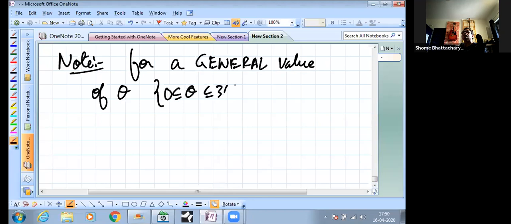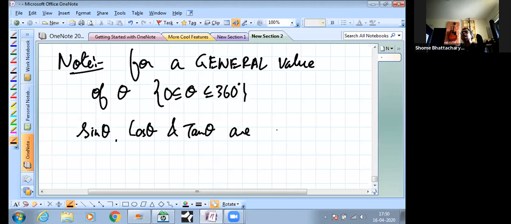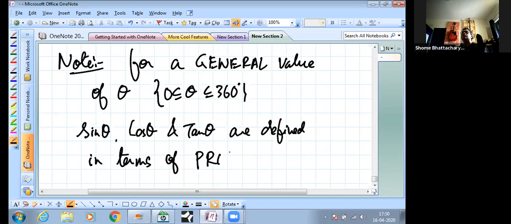Sine theta, cos theta, and tan theta are no longer defined as ratios, but they are defined in terms of something called projections. So this understanding of projections is very important from vectors point of view also, and later from your maths point of view also.